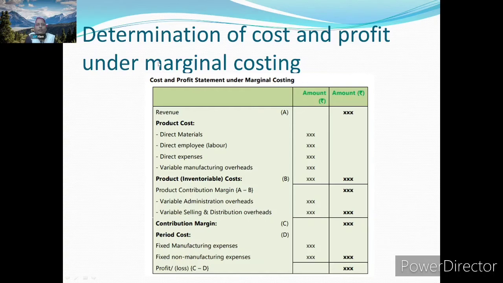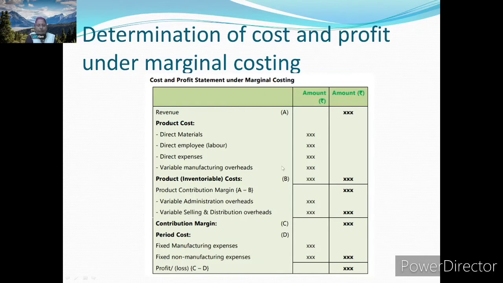Now, dear students, this is the most important part we have to remember: how the cost and profit should be ascertained, that is, the determination of cost and profit under marginal costing. Here is the statement where we can understand in detail how it should be calculated. First we have to see the production cost. Under that, we have to consider direct materials, direct labor, direct expenses, and variable manufacturing overheads.